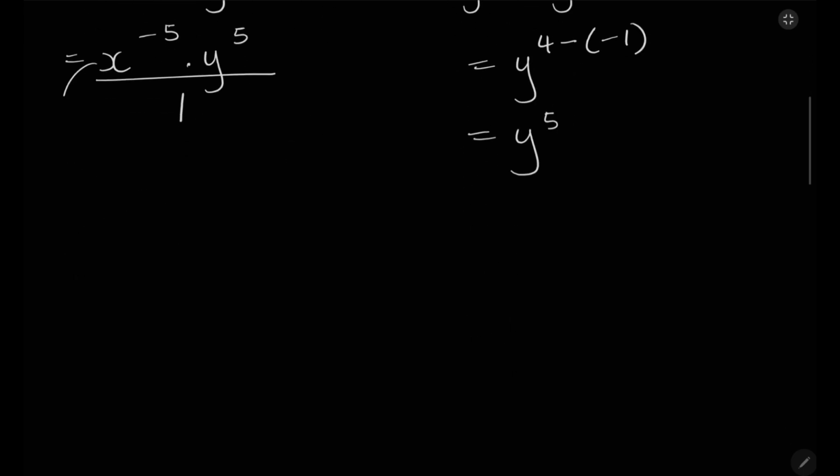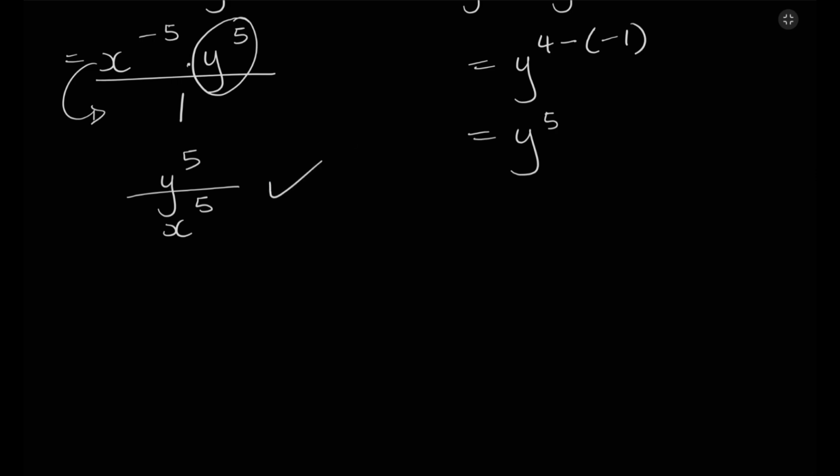So let's take this x to the denominator. We'll be left with the y to the power 5. It's positive, so we leave it as it is. Take this x to the denominator, we'll have x to the power +5. And this is your final answer. That is how we deal with negative exponents.